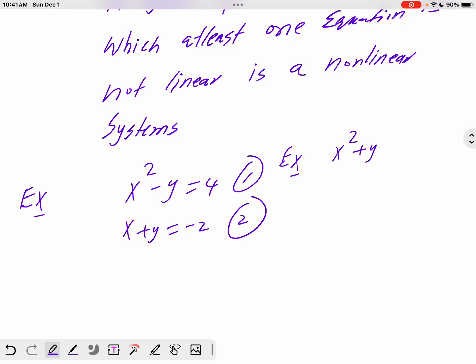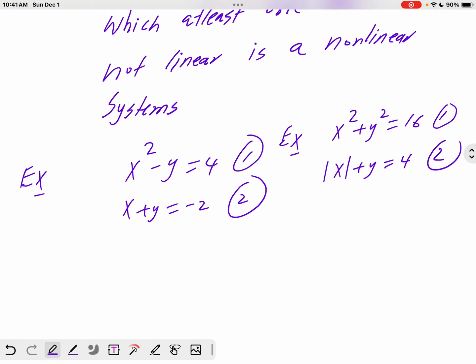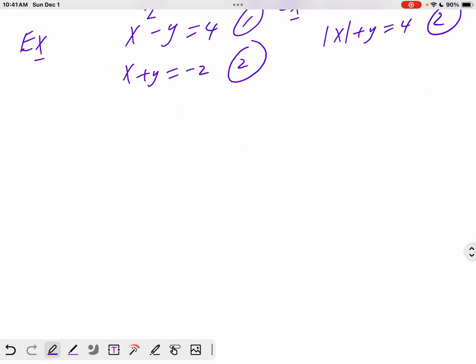So look, this is x squared plus y squared equals 16. That's a circle. That's nonlinear. Also, the absolute value of x plus y equals 4. So in this case, both of the equations in the system are nonlinear. So we're going to solve those. Let's talk about all the cases.